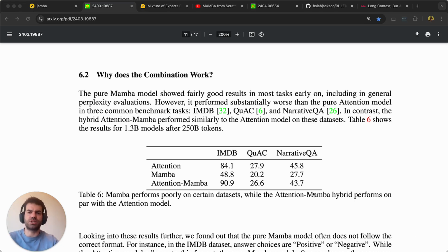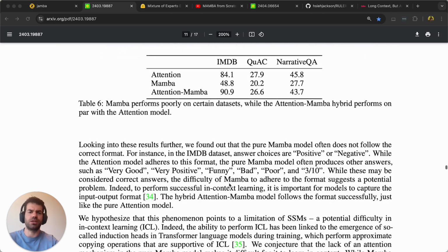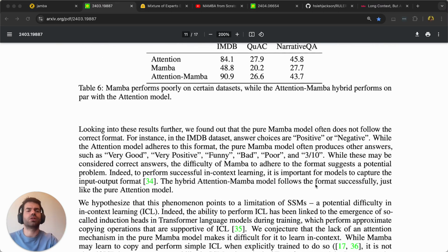And this is something that we really saw, I think specifically for the IMDb. For those of you who are not familiar, you have a lot of reviews there, and the choice for sentiment analysis is either positive or negative. And this is exactly what they're showing here. The attention model is very good at adhering to this format. Once you give it the few shot, it will always say either positive or negative with really, really high probability. Whereas for the Mamba model, we had a deviation. It will say very good, very positive, funny, bad, poor, and all those kinds of things.